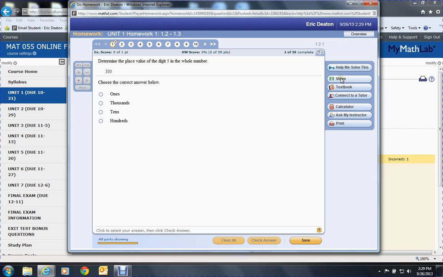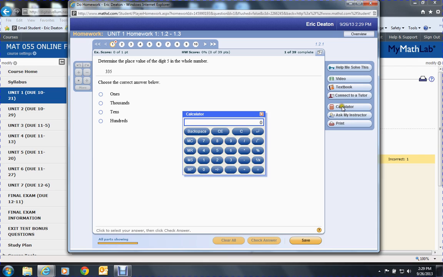Some problems have videos, extra videos, author videos. This is a textbook. It opens up to the page of the textbook that has this information. Connect to a tutor is a Pearson tutor. Calculator, just a generic calculator. This is the only calculator that's allowed on the final exam, so keep that in mind. This is the only one.